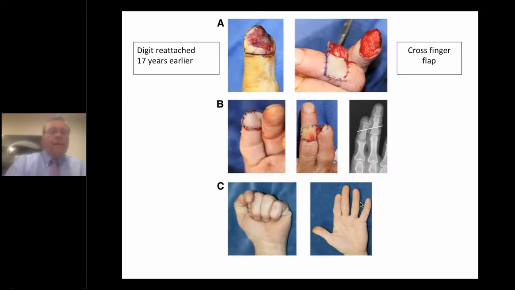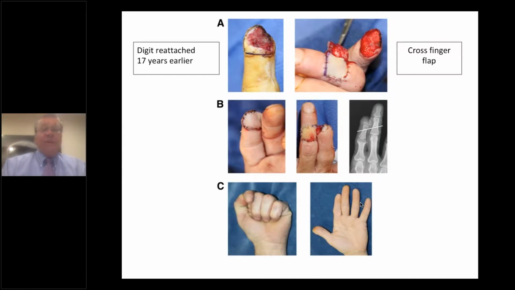fingertip. So here's a guy who comes in, and he's an Irishman. He likes to drink a little bit, and 17 years earlier, I had reattached this index finger, his long finger, which were amputated. And then he injured it again. He calls up in the middle of the night. He says, "Doc, I did it again."